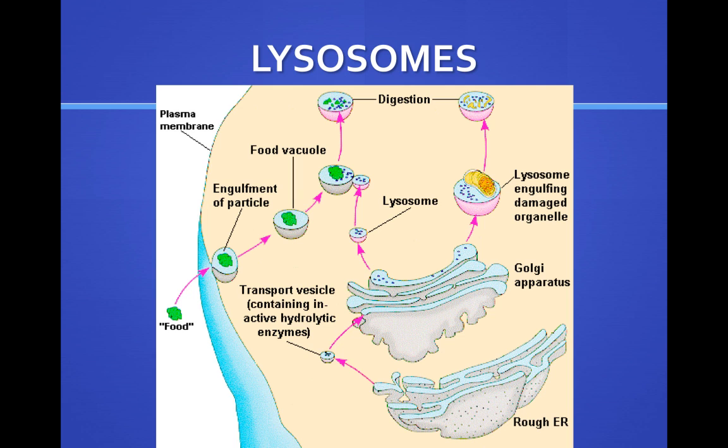Lysosomes are produced by the rough ER and the Golgi apparatus. They contain digestive enzymes in a membrane sac. Lysosomes can digest old cell parts, bacteria, and other things that are no longer needed.